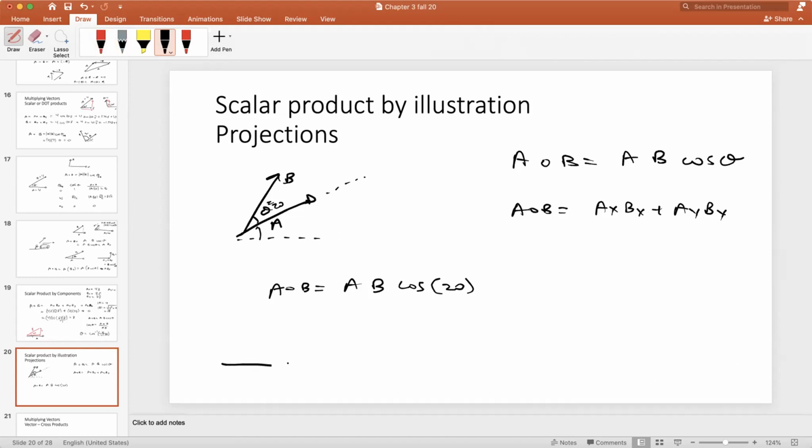Now, what if we flipped them? What if A were here and B were here and this was 20 degrees? A dot B is still A, B times cosine of 20. It doesn't matter the order of A and B because it gives you a scalar, and a scalar has no direction. However, there is another type of multiplication.